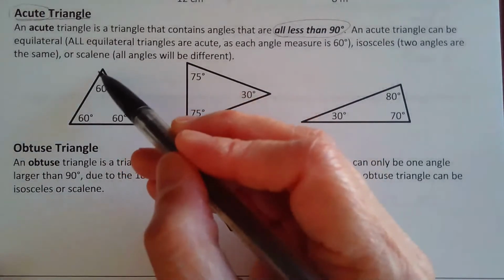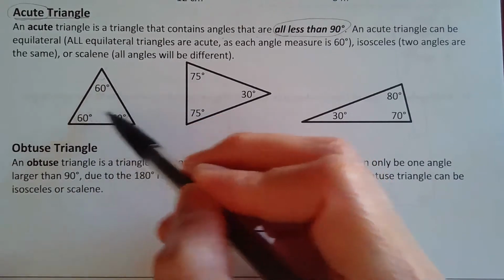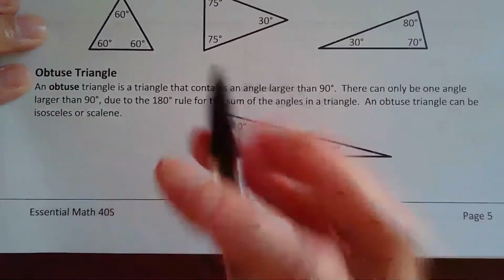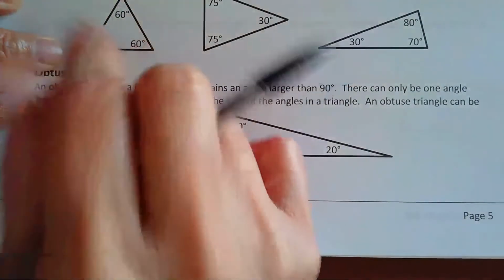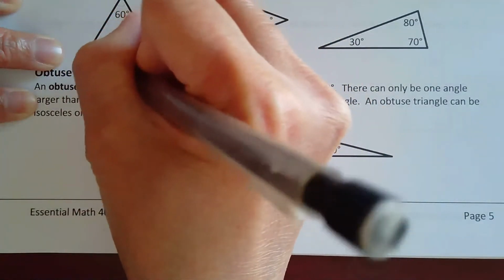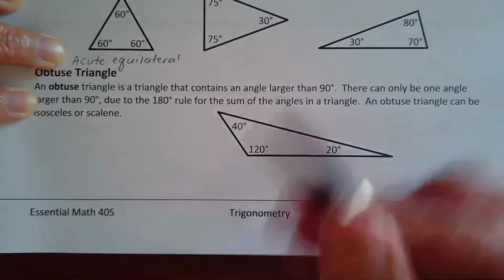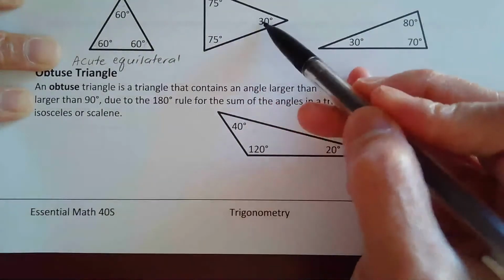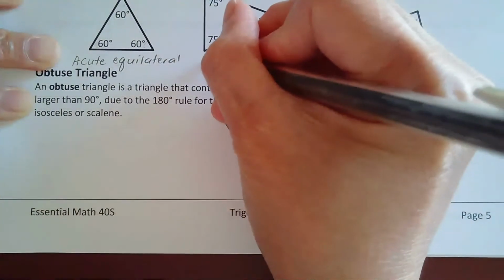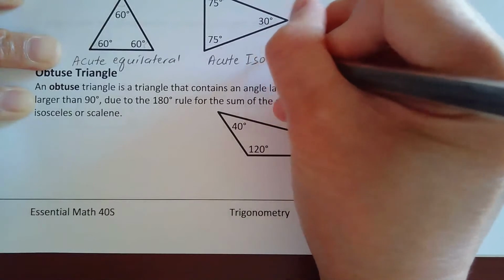This one here is acute because all of the angles are less than 90 degrees. If we want to classify this specifically, this is an acute equilateral triangle. And then this one, all of the angles are less than 90 degrees, so this is acute isosceles.